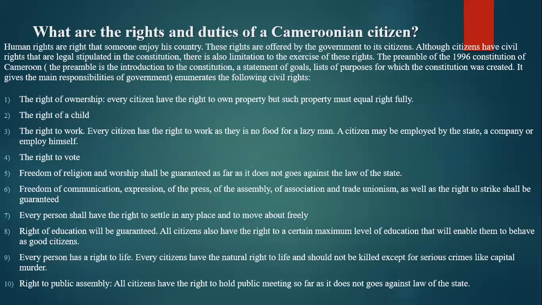Every citizen has the natural right to life and should not be killed except for serious crime like capital murder. Right to public assembly. All citizens have the right to hold public meetings so far as it does not go against the law of the state.